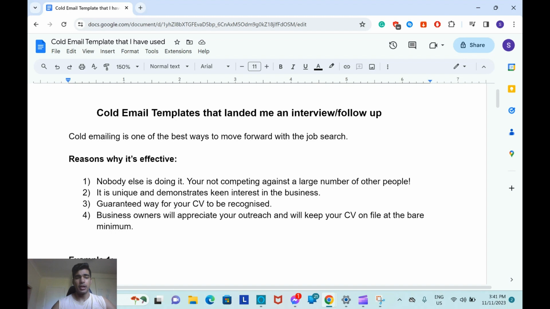The first reason why it's effective is because nobody else is actually doing it. No one really cold emails businesses very often. It's very rare. I'd say like 10% of job searchers do this, and that's just a rough estimate. So your competition is not very large. You don't have 100 people emailing businesses very, very often. It's only really 100 people applying for business roles. So you stand out immediately because it demonstrates a keen interest in the business.